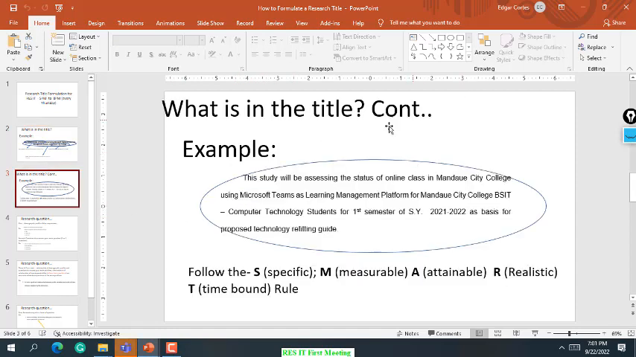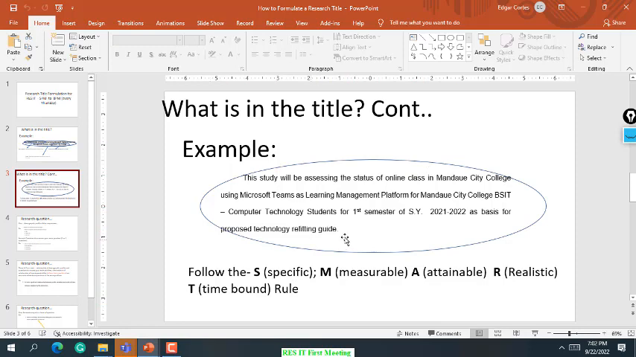In the statement of the problem, mostly this is the first paragraph before you come up with the specific problems. The first paragraph of the statement of the problem is also the expectation to be presented in the title. The statement of the problem should follow the SMART rule: very specific, measurable, attainable, realistic, and time bound. Okay, so this is the rule.